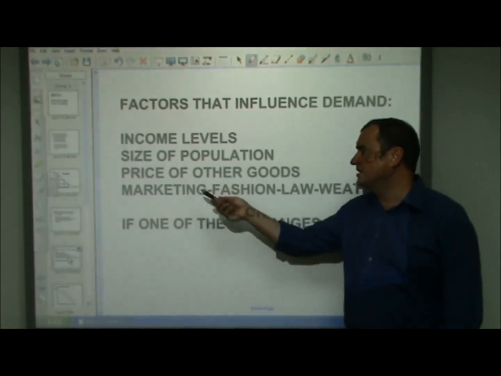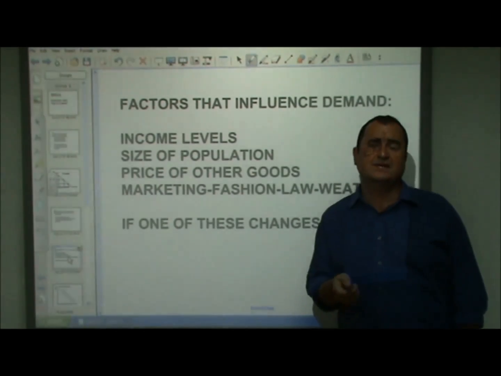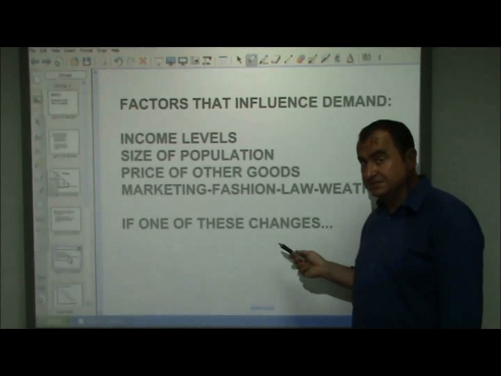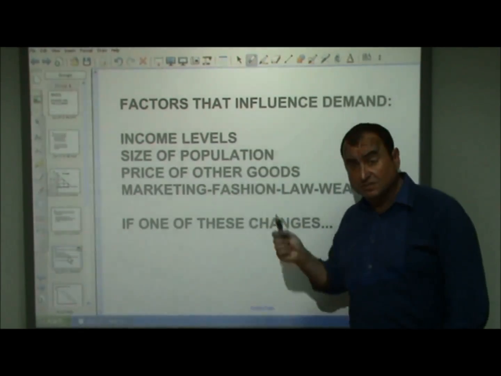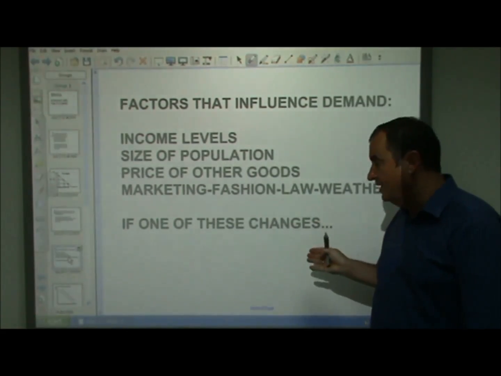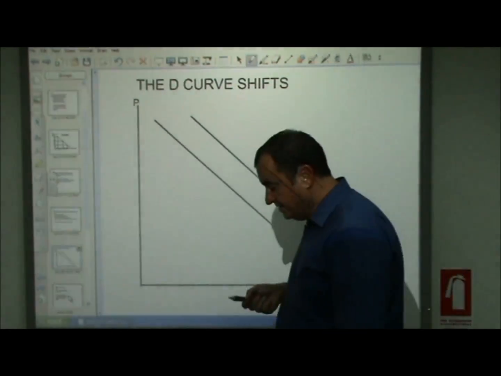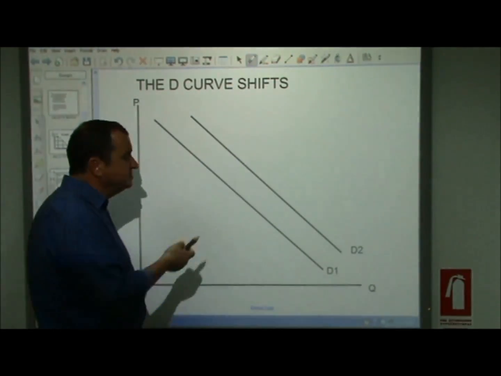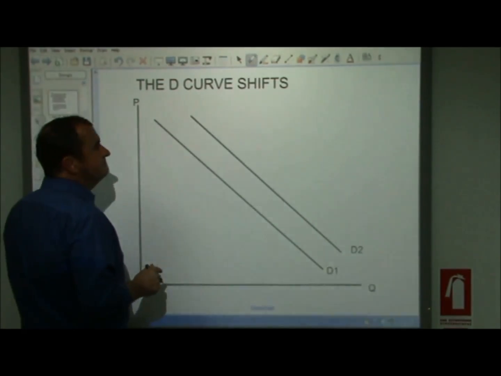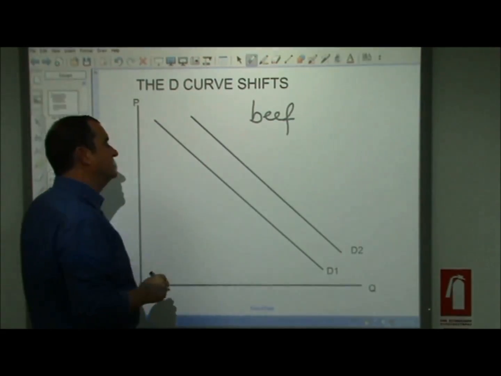And then other issues: marketing, fashion, law, the weather. Such things can change, and that can affect the willingness to demand. If one of these factors, which is not the price of the good, were to change, well, in that case, the demand curve itself must change. I'm showing here an outward shift of the demand curve. Let's say that this is the market for beef.